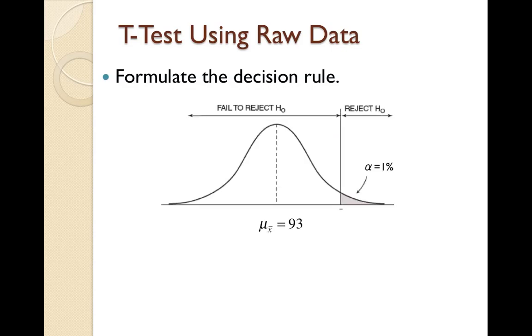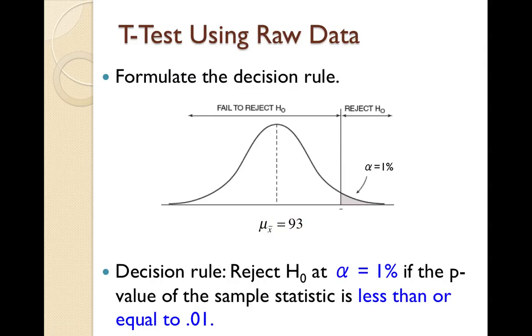The decision rule produces, let's start with a picture that has our significant tail shaded on the right because it's a greater than test. So we have alpha equal 1% shaded on the right. We're going to have our vertical line separating the reject region from the fail to reject region. And then we're going to label our center at mu sub x bar equals 93. Our decision rule is going to be reject the null hypothesis at alpha equal 1% if the p-value of the sample statistic is less than or equal to 0.01.